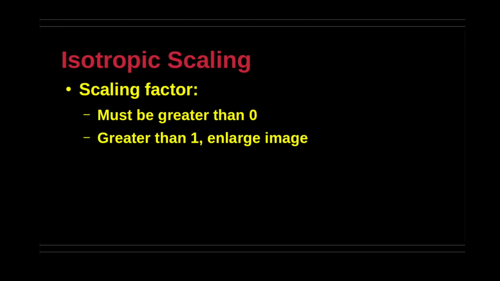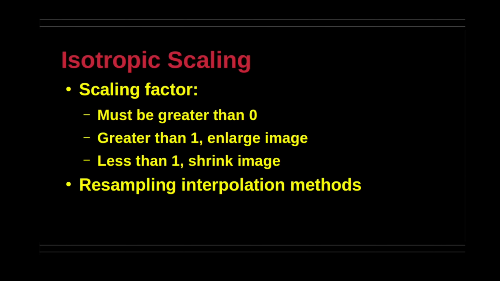Specify a scaling factor. This is a number greater than 0. A value greater than 1 enlarges the image, while a value less than 1 shrinks it. Calculate new dimensions. Multiply the original image width and height by the scaling factor to determine the new dimensions. Resampling. This is the process of creating new pixel values for the resized image. Several interpolation methods can be used for this.